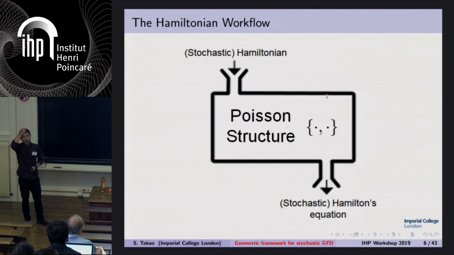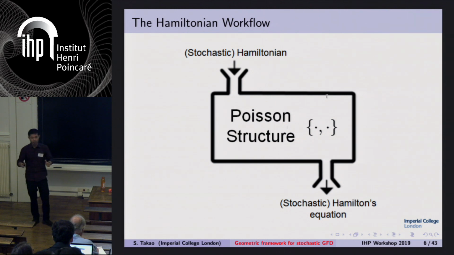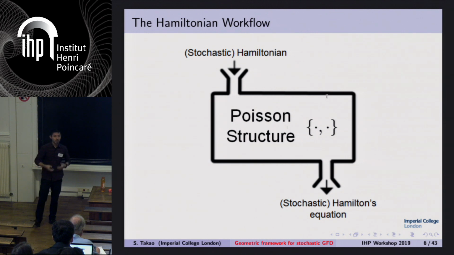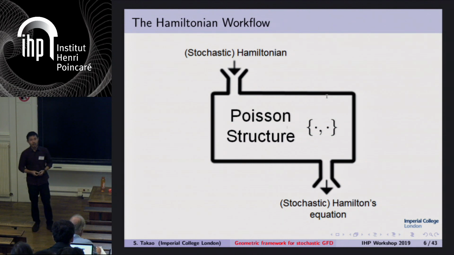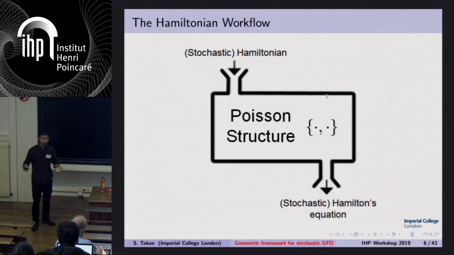So in the modern understanding of Hamiltonian mechanics, you can obtain the equations of motion by plugging in what is called the Hamiltonian function, which is the physical energy, inside an algebraic operation called a Poisson structure, and then that allows you to get Hamilton's equations of motion. So the idea behind obtaining a stochastic equation of motion is that we add the noise at a more fundamental level, at the level of the Hamiltonian, and then we plug this stochastic Hamiltonian inside the Poisson structure to get a stochastic Hamilton's equation that models the fluid equations.